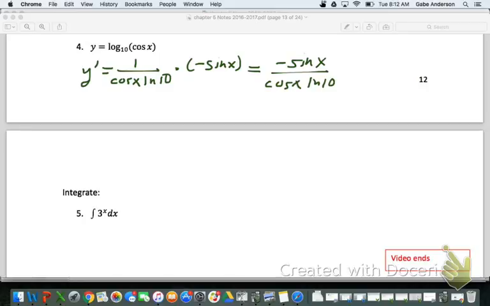Okay, finally number 5 is our only integral. So once again, the a is 3 here, right? The constant base is a 3. And so to follow our pattern, we would write that the integral, the antiderivative of 3 to the x dx is 1 over ln of 3 times 3 to the x plus c. And once again, we are just following the formulas here.